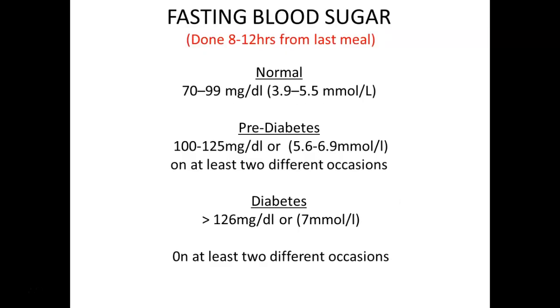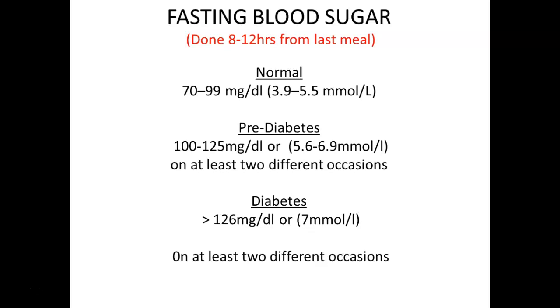Fasting blood sugar is done 8 to 12 hours after your last meal, and the normal fasting blood sugar is 70 to 90 milligram per dl. That equals 3.9 to 5.5 millimole per liter. To get a correct, reliable result, do fasting blood sugar within 8 to 12 hours from your last meal. So if you are doing it in the morning, make sure it is within 8 to 12 hours from the last time you ate. Otherwise you would not get the appropriate result.